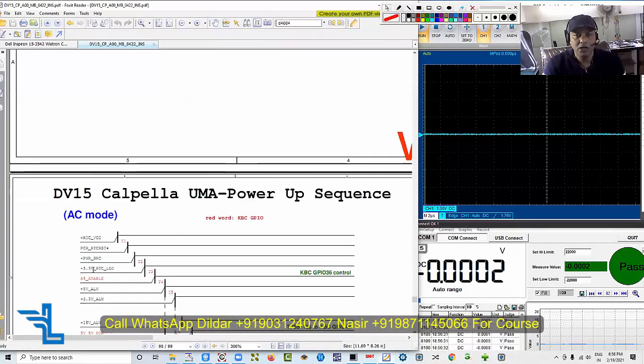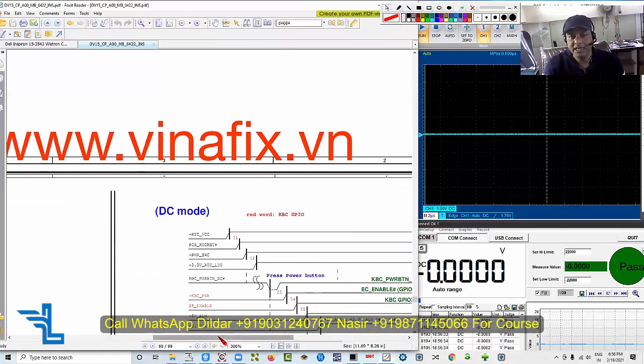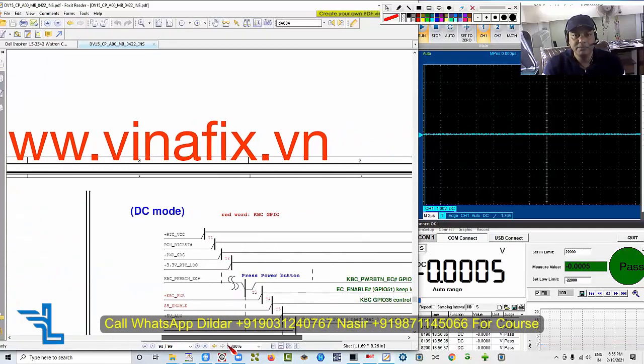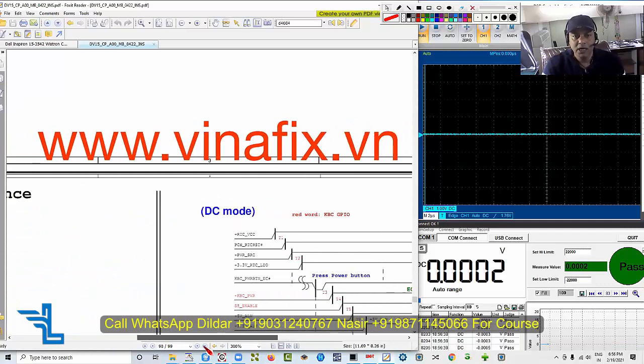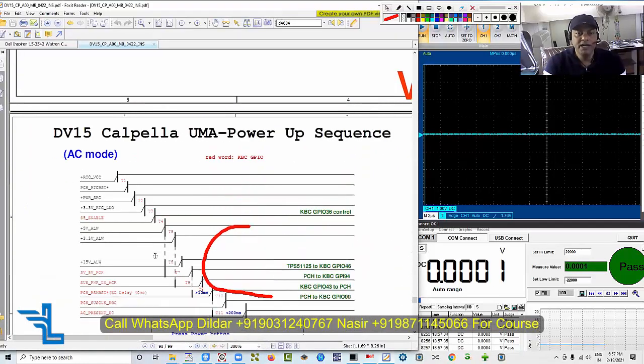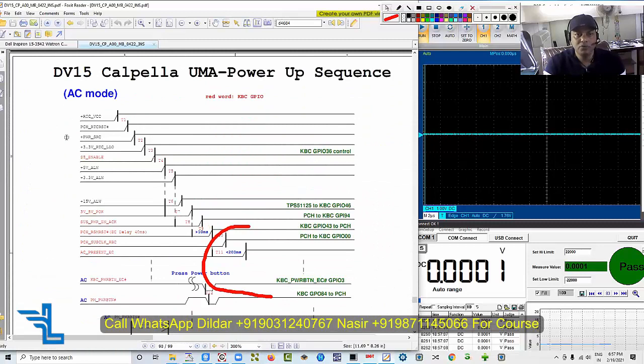So AC mode and DC mode. AC mode is for the adapter mode and DC mode is for the battery mode. Now in the battery mode, if you pay attention here, you will see that after merely a few signals your board should turn on, because in battery mode less power needs to be consumed in order to save the battery. Now if you see the AC signals, you will find more signals and more voltages need to be present on the board in order to turn on.